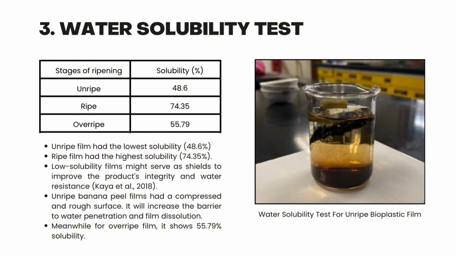The unripe film had the lowest solubility at 48.9%, while the ripe film had the highest at 74.35%. Low solubility films might serve as shields to improve the product's integrity and water resistance. The overripe film showed 55.79% solubility. The rough surface of the unripe films created a barrier to water penetration, increasing their water resistance.